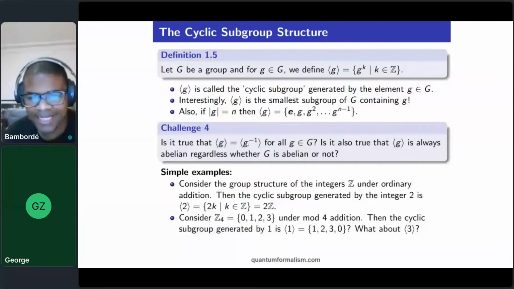So that's the first question. The second question: is it also true that the cyclic subgroup of G is always abelian, regardless of whether G is abelian or not? Is this the case or not? Well, try to find this.